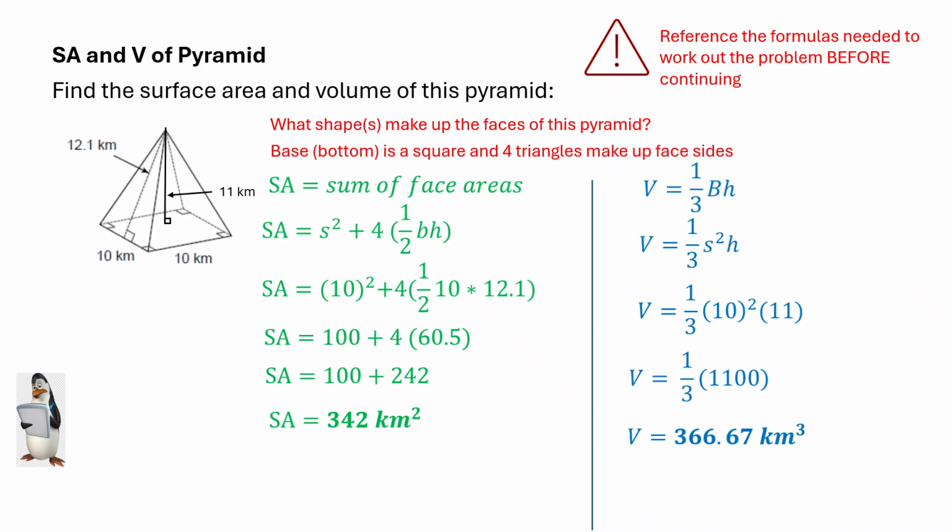Let's look at volume. For the volume, we're doing the volume of the pyramid, not of the triangles. So what I did there was I used the 11 in the middle of the pyramid because that is the true height of the pyramid. Let's move on.